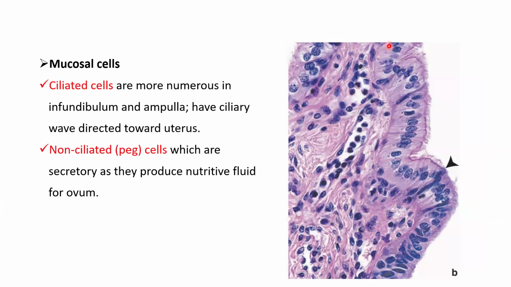Regarding the mucosa, you'll have two cell types. You'll have these ciliated cells, which are simple columnar.